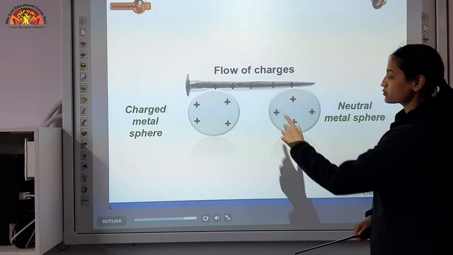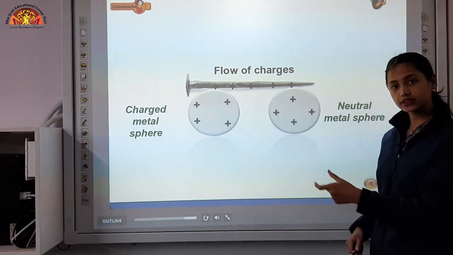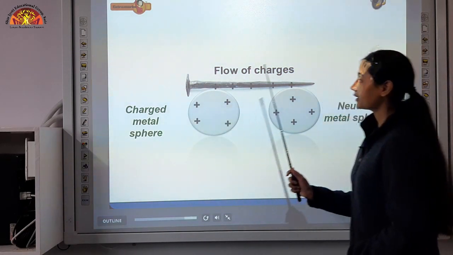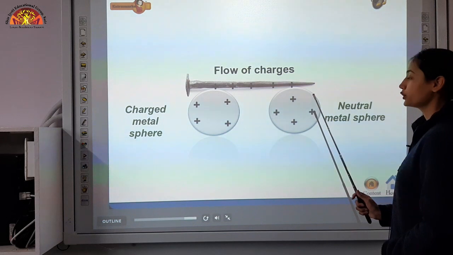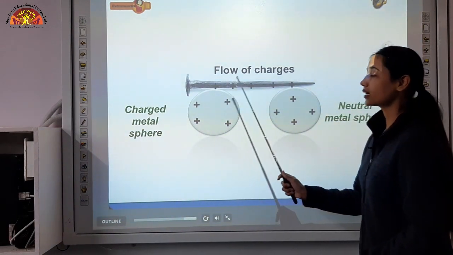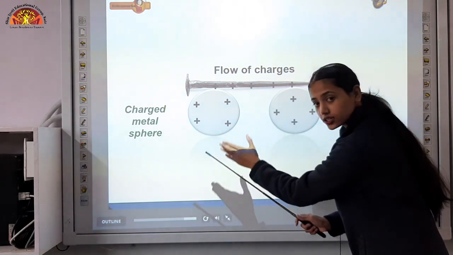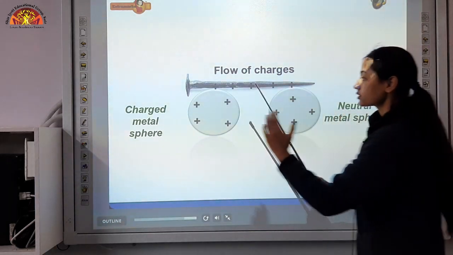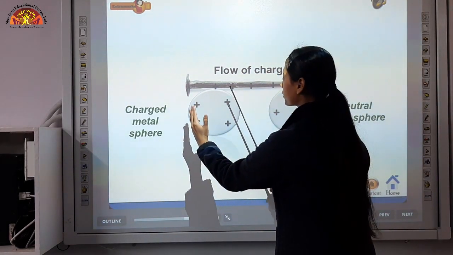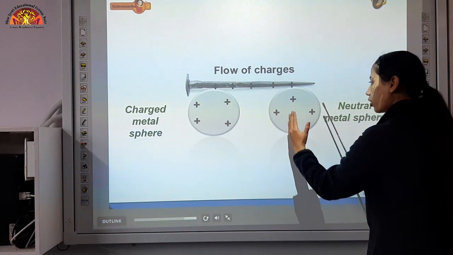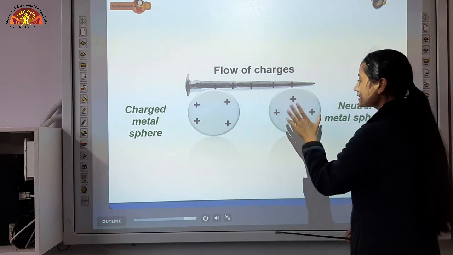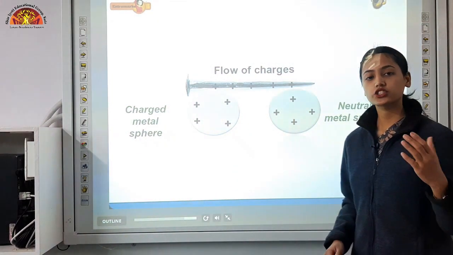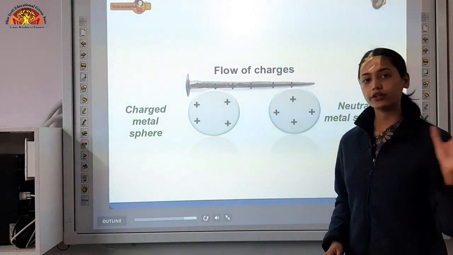But now in this case we have taken an iron nail, which is a good conductor. When one end of this nail is touched to the charged body and the other end is touched to the neutral body, you can see there is a transfer of charges from a charged body to an uncharged body. You can see the plus signs, which means the charges of this body are being transferred to the uncharged body, and after this transfer this body has also become a charged body. So by this we can say that charges can be transferred from one body to another body.